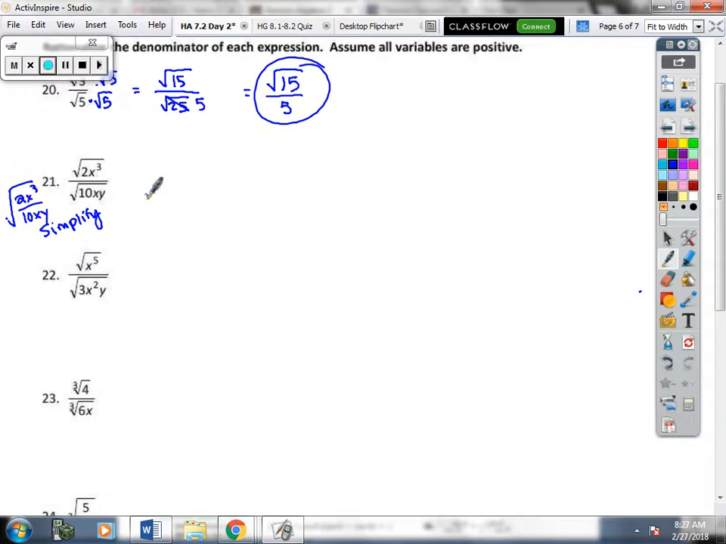So again, 2/10 would become 1/5. X cubed divided by x would be x squared. That's positive, so that goes in the numerator. And we'd be left with a y in the denominator. So then I would split this up again. And you could leave them split. You don't really have to put them together if you just want to divide them mentally. Then we would rationalize.